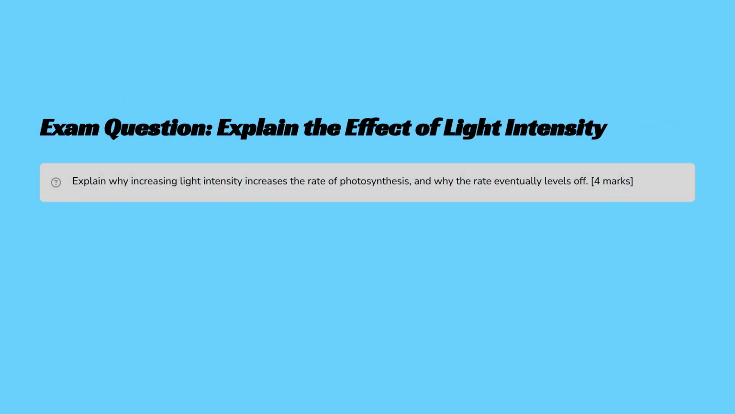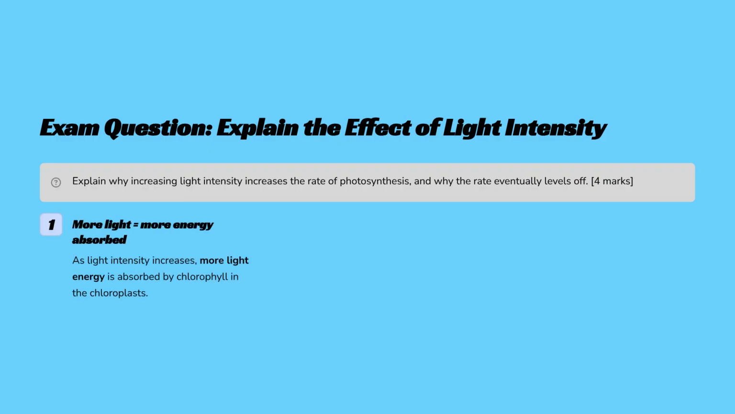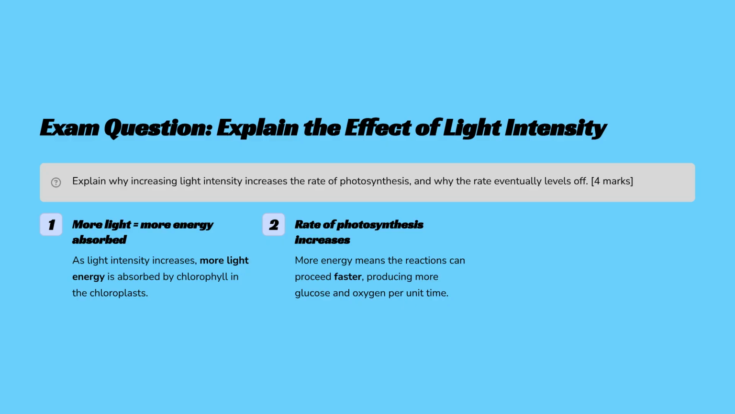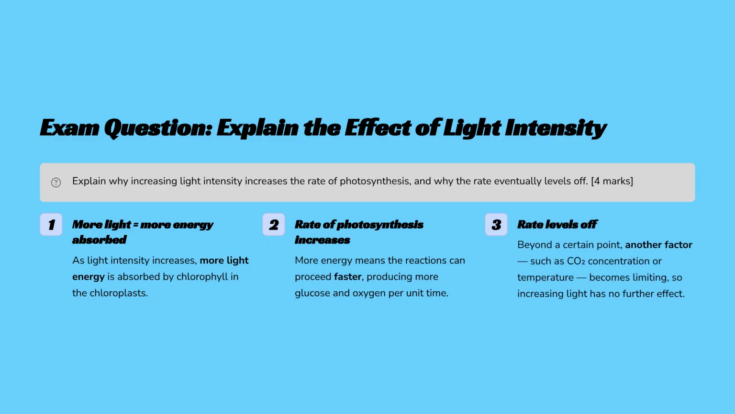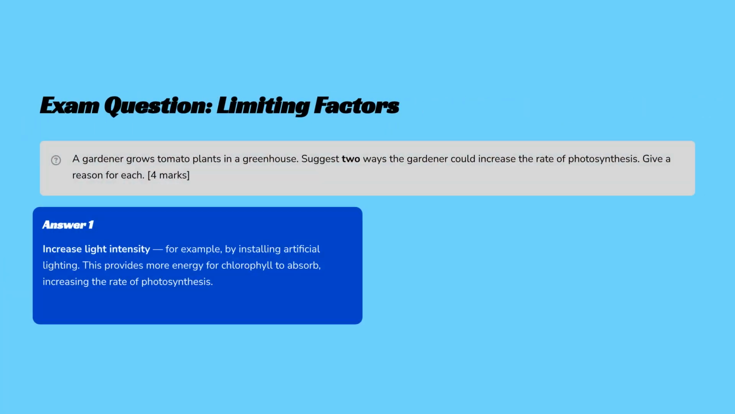When explaining the effect of light intensity for an exam question, detail how more light means more energy absorbed, increasing the rate of reaction. Then, explain that the rate levels off because another factor, like carbon dioxide or temperature, becomes limiting. To increase photosynthesis in a greenhouse, a gardener can increase light intensity with artificial lighting, providing more energy.